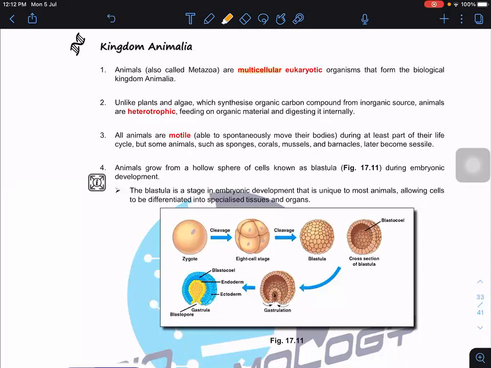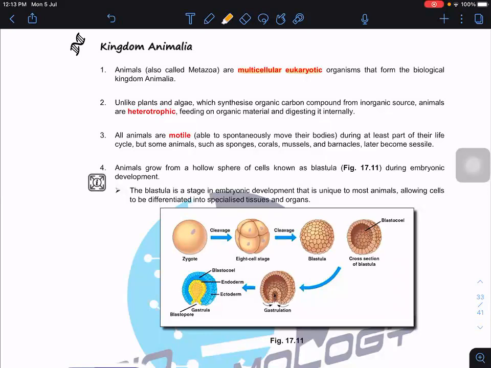Okay, no unicellular. Kingdom Plantae and Kingdom Animalia, both of these kingdoms don't have unicellular organisms. Fungi, yes, yeast is unicellular. But for Kingdom Animalia and Kingdom Plantae, they don't have unicellular organisms at all. And because they belong to the domain Eukarya, definitely they are eukaryotic cells.